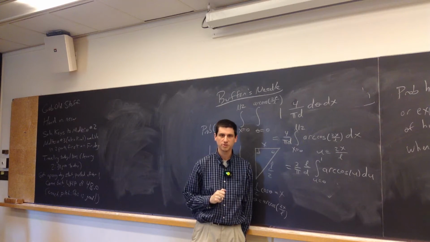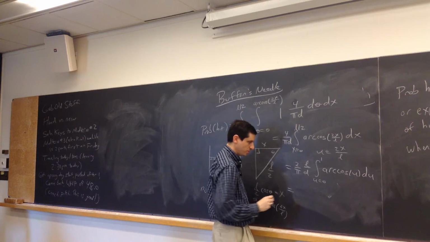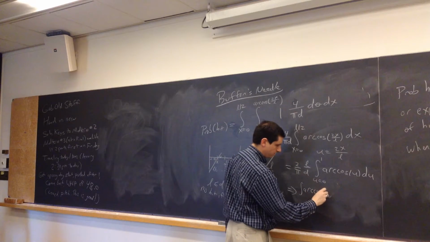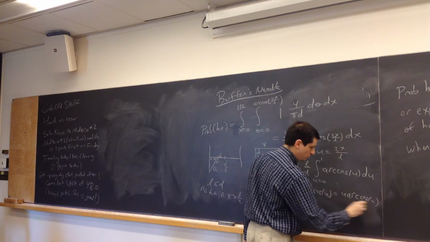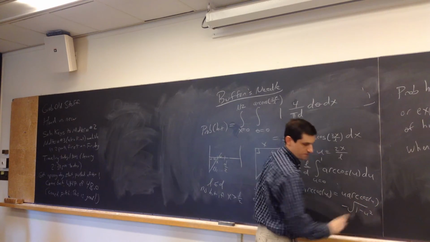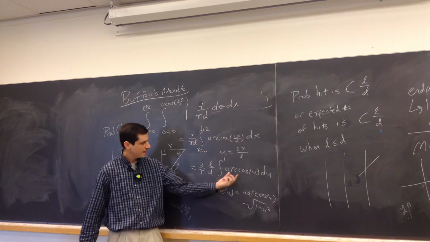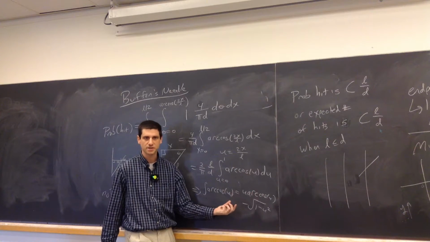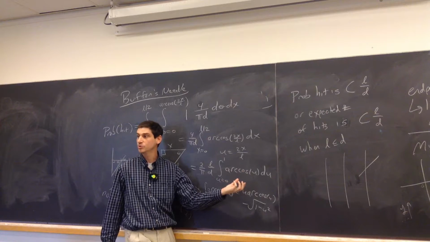Anybody remember the antiderivative of arc cosine? I would yell at you if I actually remembered it myself. So the antiderivative of arc cosine of u is u arc cosine of u minus the square root of 1 minus u squared. This is not a natural integral, but it's not unnatural to guess something like this. We've seen a trick like this when looking at the integral of x log x when we were doing Stirling's formula.